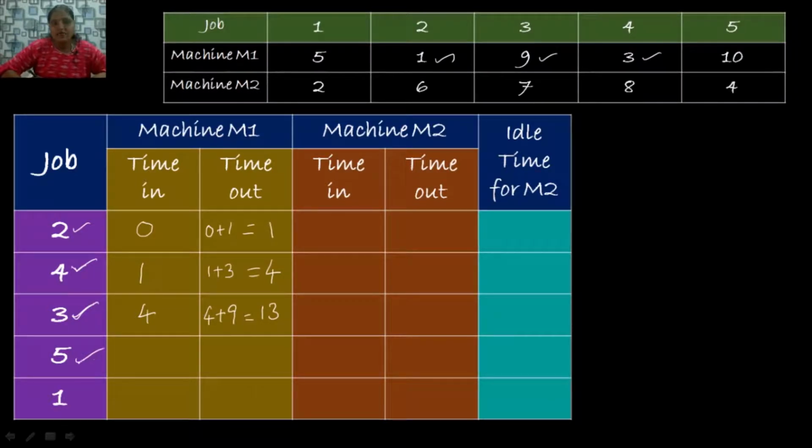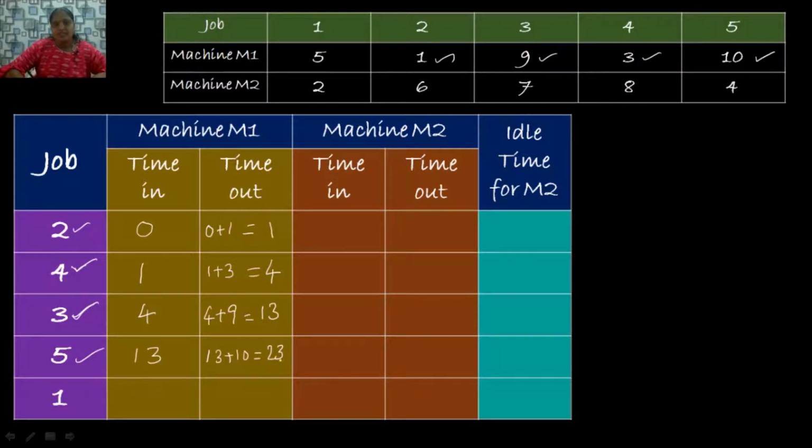time of the fifth job. It requires a processing time of 10 hours. So the in time of job 5 is 13 hours and it requires 10 hours of processing time. So 13 plus 10, 23.